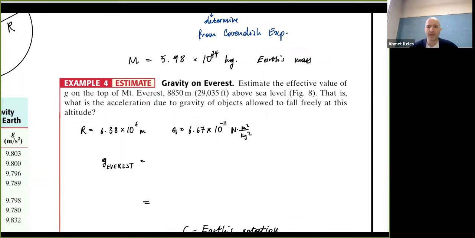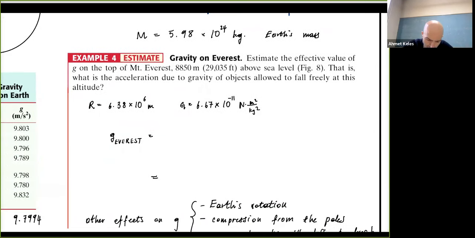Maybe I can give you just a couple of minutes. If you guys have any suggestions, I can also go ahead and start. What should I do? So mg on Everest should be equal to G m Earth divided by, exactly like you said, this time (r plus h) squared. We can cancel these, and now g Everest is equal to G m divided by (r plus h) squared.